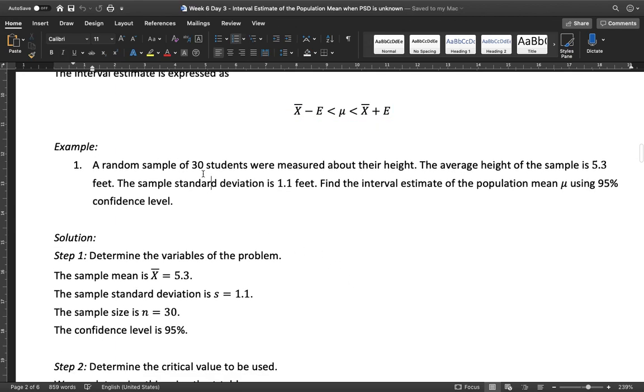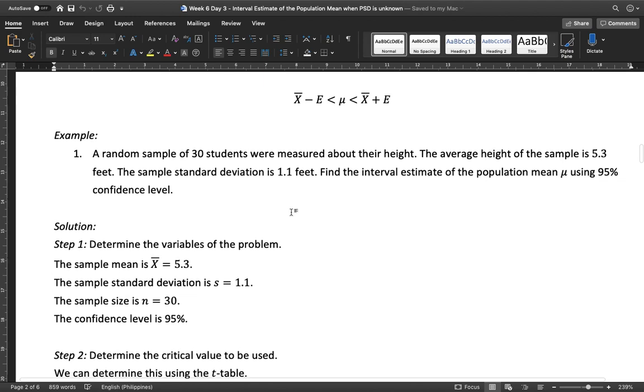A random sample of 30 students were measured about their height. The average height of the sample is 5.3 feet. The sample standard deviation is 1.1 feet. Find the interval estimate of the population mean using 95% confidence level.